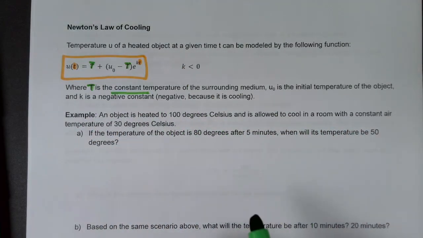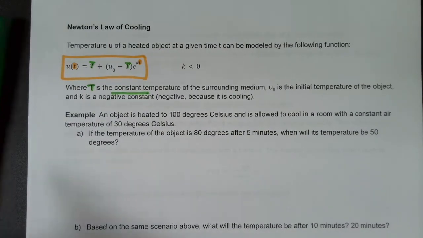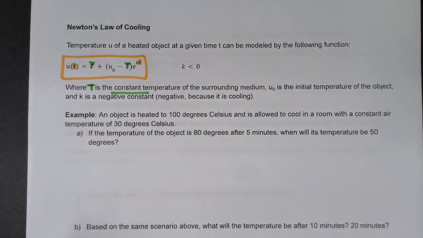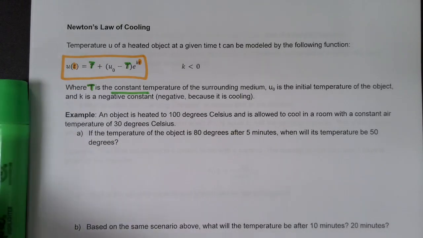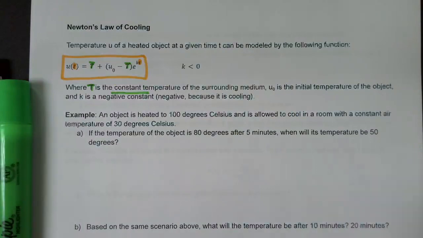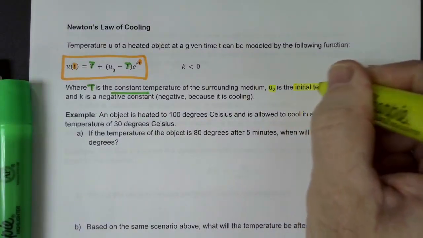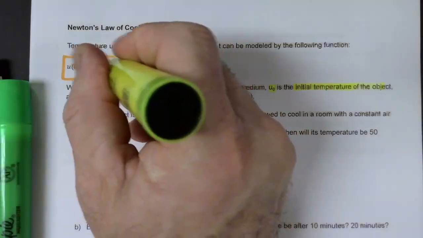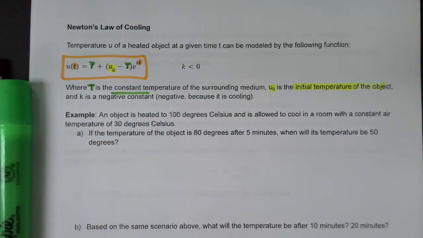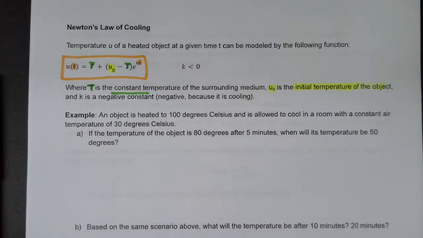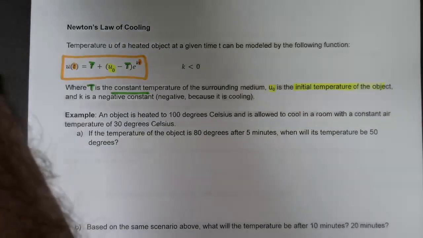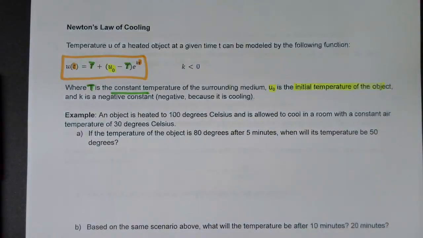It doesn't go up or down. We're keeping the refrigerator at the same temperature. We're keeping the room at the same temperature. Okay? And next, this one right here, this U sub 0, is the initial temperature of the object. So how warm or how cold was the milk when you put it in the refrigerator? How hot was the coffee when you pulled it out of the microwave? Okay, something like that.